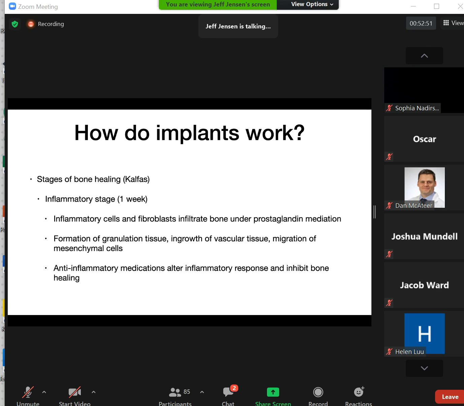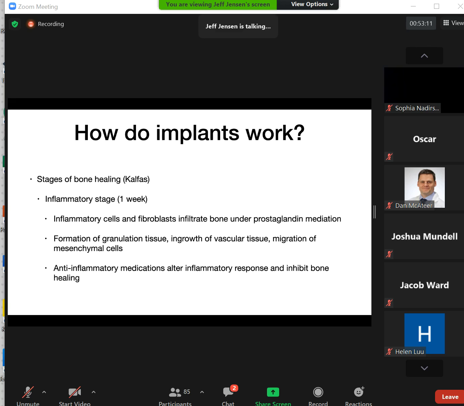This is just some stages of bone healing. This is from an orthopedic paper, but just kind of a good sense of what's happening after an implant's placed. So in the first week after injury to a bone, so an osteotomy essentially, you have the inflammatory stage.